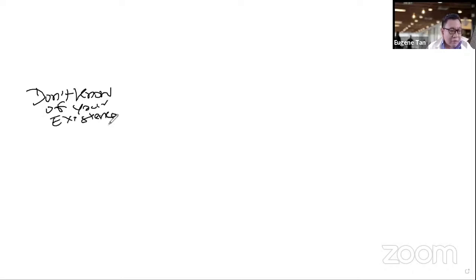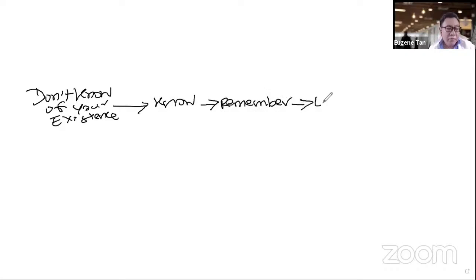Before we look at the blueprint, we must first understand that there are different stages of sales. We start with the first stage, which is people don't know of your existence. When people don't know of your existence, how do you move them to know you? How do you move them from knowing you to remembering you? And then start to like you? And then perhaps start to trust you? And when they trust you, perhaps you start to get sales.